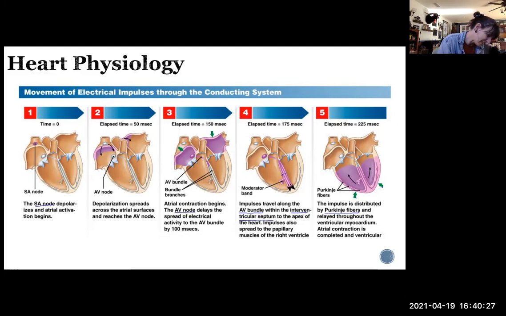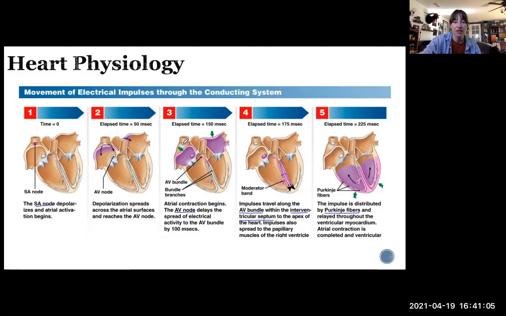The AV node delays the spread of the electrical signal by 100 milliseconds. That's amazing, right? That's crazy. So a millisecond is 1/1000th of a second. So 100 milliseconds, 100,000ths, so a tenth of a second. If my math is correct, then it would be like 1/10 of a second, which is pretty awesome. That's pretty amazing, right? It's only pausing it by that much, but that's the amount of time needed to maximize the efficiency of the heart muscle.